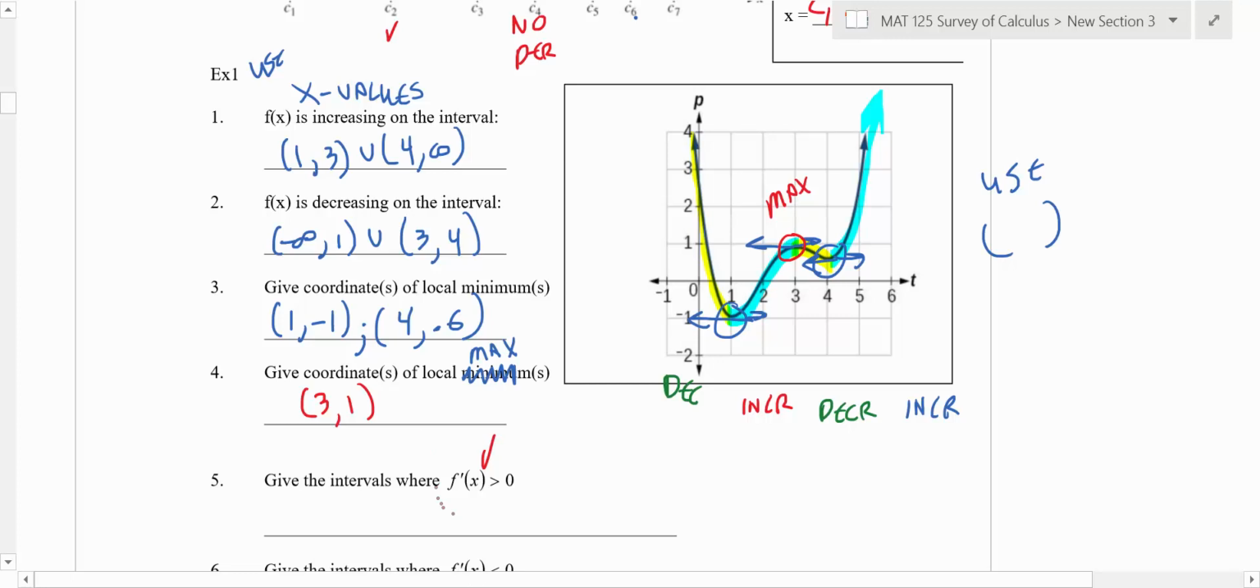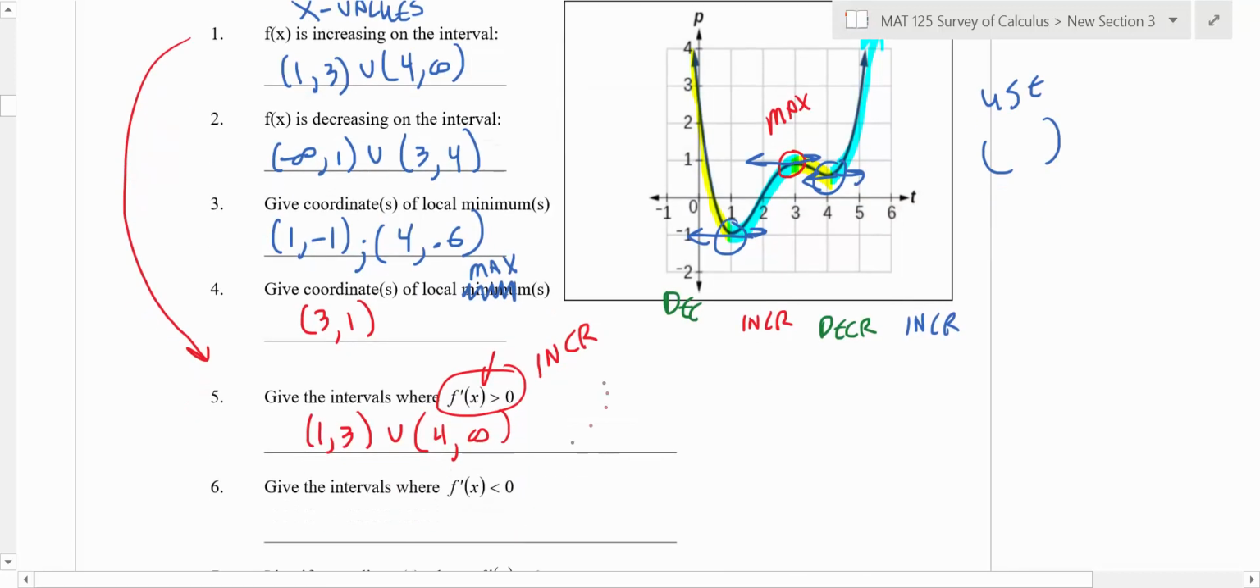So basically the derivative would be greater than 0 wherever you're increasing. We already answered that. So it's the same answer as we had on number 1. So that would be from 1 to 3 and from 4 to infinity. Okay, that's not a trick question. I want you to know that 1 and 5 are asking the same thing, really.